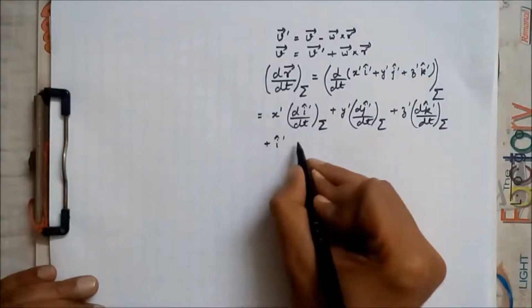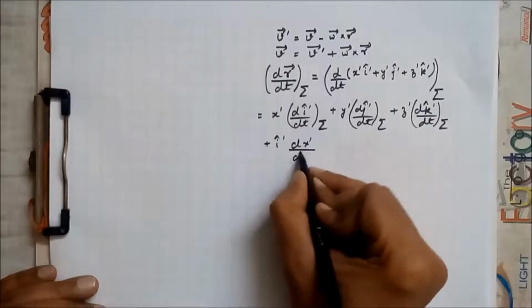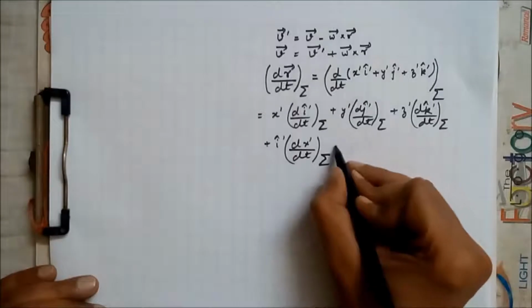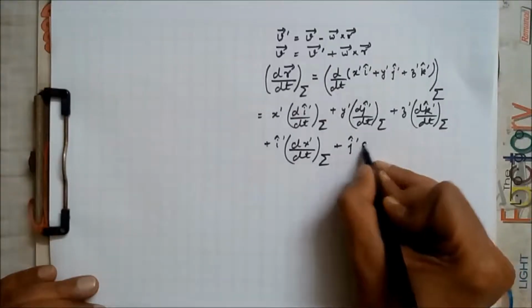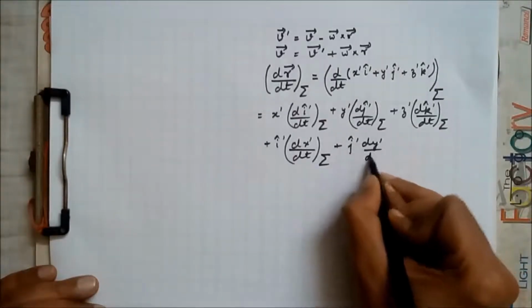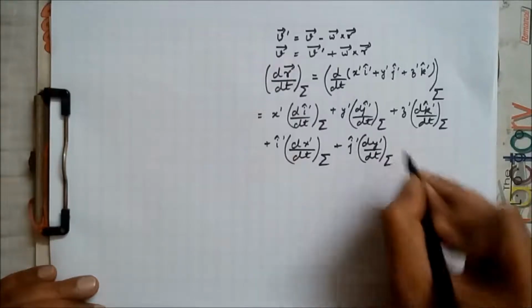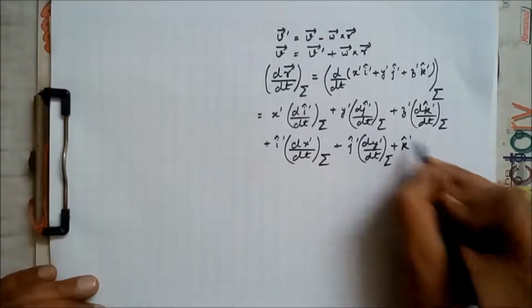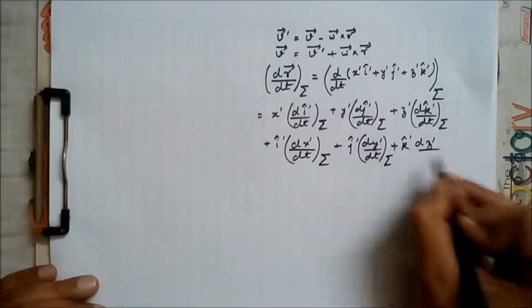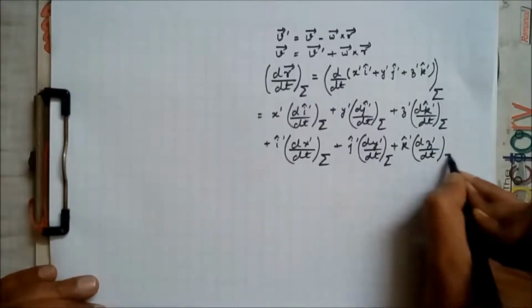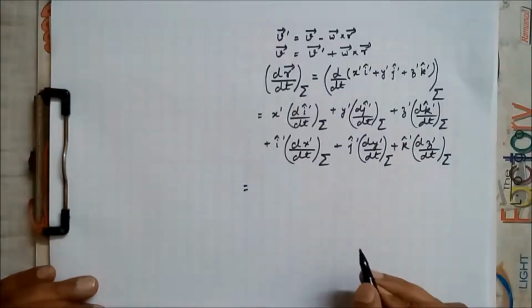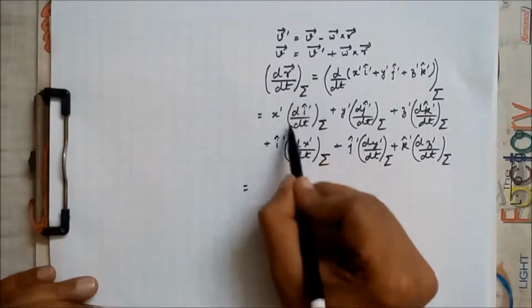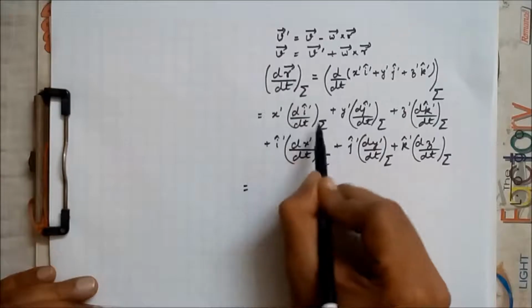plus i cap primed dx primed over dt, this differentiation too being done from the unprimed frame of reference, plus j cap primed dy primed over dt plus k cap primed dz primed over dt. Now we had shown that this is equal to omega cross i primed.